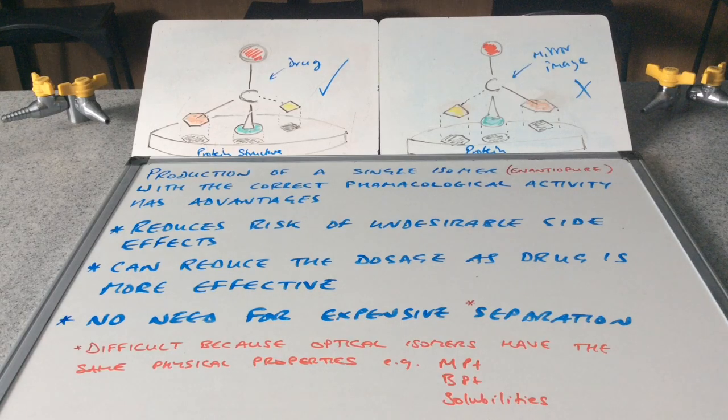Why is the separation difficult? You can see I've written in red there. It's difficult because optical isomers have the same structural formula, so they've got the same, or very, very similar, physical properties as a result. Their melting points are going to be the same, their boiling points are going to be the same, and their solubilities in solvents are going to be the same. So very, very difficult to separate.